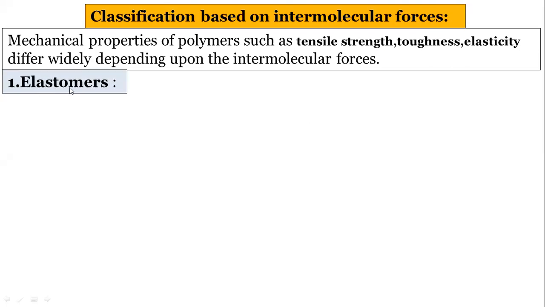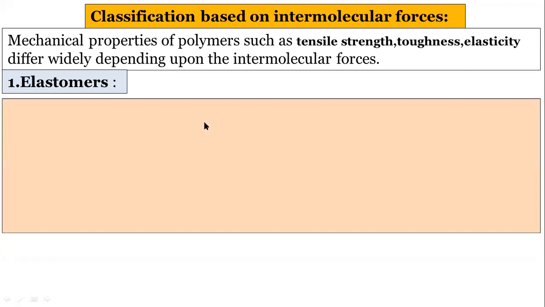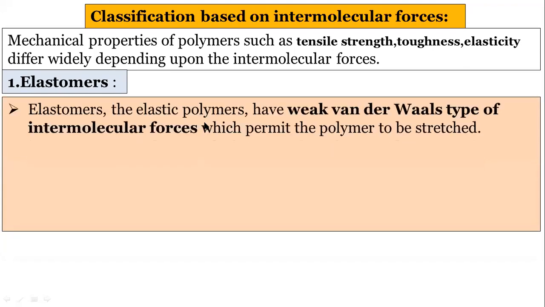First one is elastomers. These are the elastic polymers. Remember, in 2017, one question was asked in the board exam: write a note on elastomers. So I will explain what is expected to write. These elastomers are the elastic polymers. They have weak van der Waals type of intermolecular forces. Remember, this sentence is very important. If you don't write this sentence, you will lose your marks.